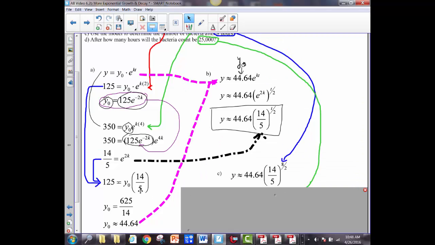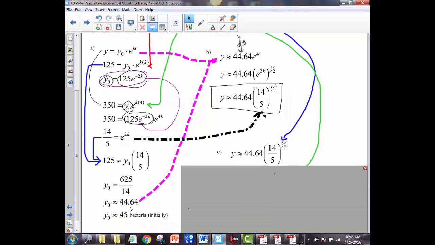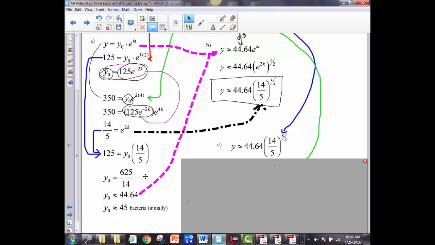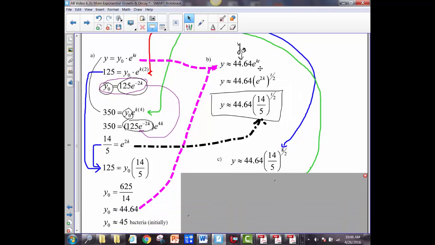Okay? Now, you can then take this equation here, and with e to the 2k being 14 over 5, you'll be able to find that y0, you'll need a calculator for this, is about 45 bacteria initially, 44.64. So now we have our actual equation. We still have the k that we don't have, but now we know the final amount is the initial amount, which we figured out was 44.64 times e to the kt.